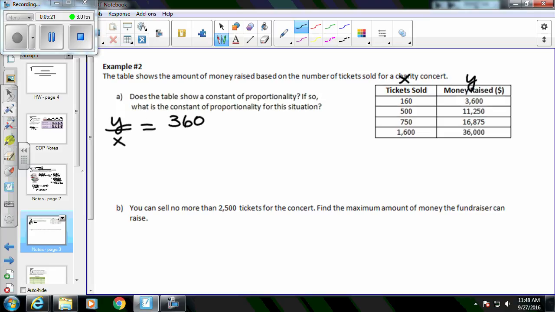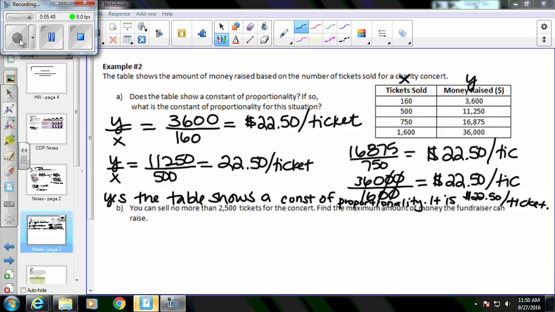So for the first one, we have 3,600 divided by 160. When I divide that out, I get $22.50 per ticket. You need to make sure that all of the points on the table work out to $22.50. So I want you to do that right now. When I did all four of these out, I did get $22.50 per ticket. So yes, the table shows a constant of proportionality, and it is $22.50 per ticket.